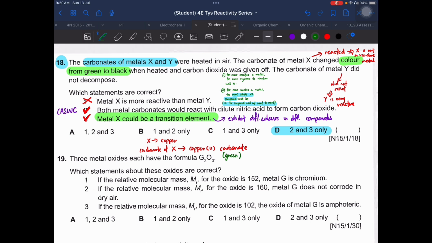But when you heat up copper 2 carbonate, you will end up with this thing called copper 2 oxide plus carbon dioxide gas, and copper 2 oxide is actually a black solid, right? Then carbon dioxide you can test with lime water, etc. Right, so this is actually what this X carbonate is, just for information. But of course you don't need this information to do this question.